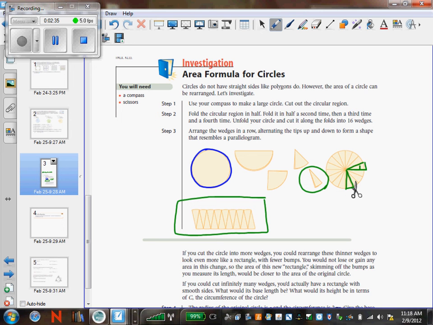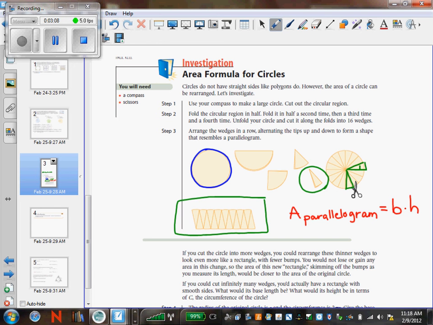Okay, so now we're going to look at this. These pieces cut and put together to make this parallelogram, or what looks close to a parallelogram, takes up the same area as your original circle did. But we're going to use the parallelogram to find the area of a circle. We know that the area of a parallelogram is base times height.